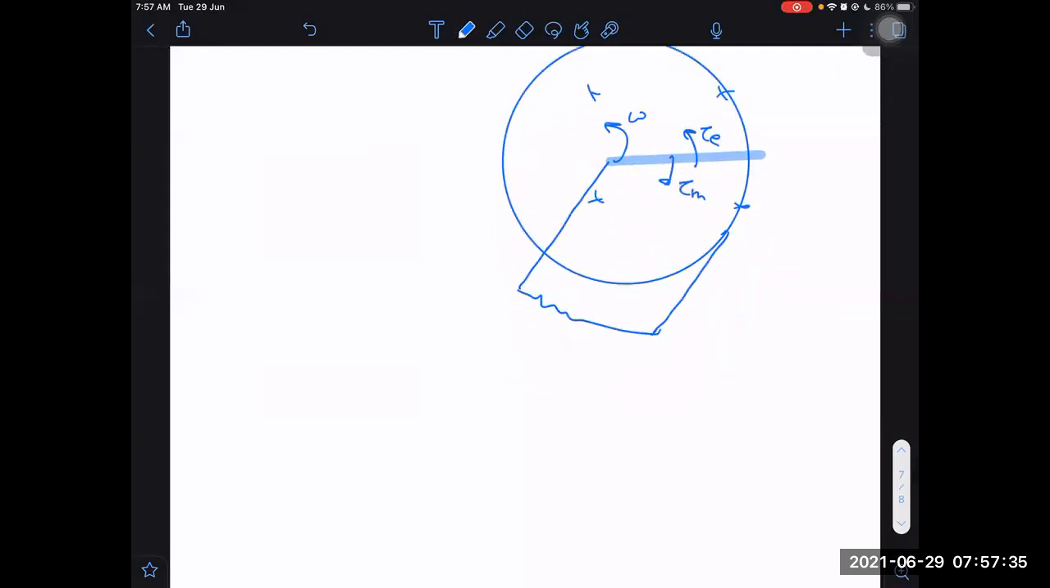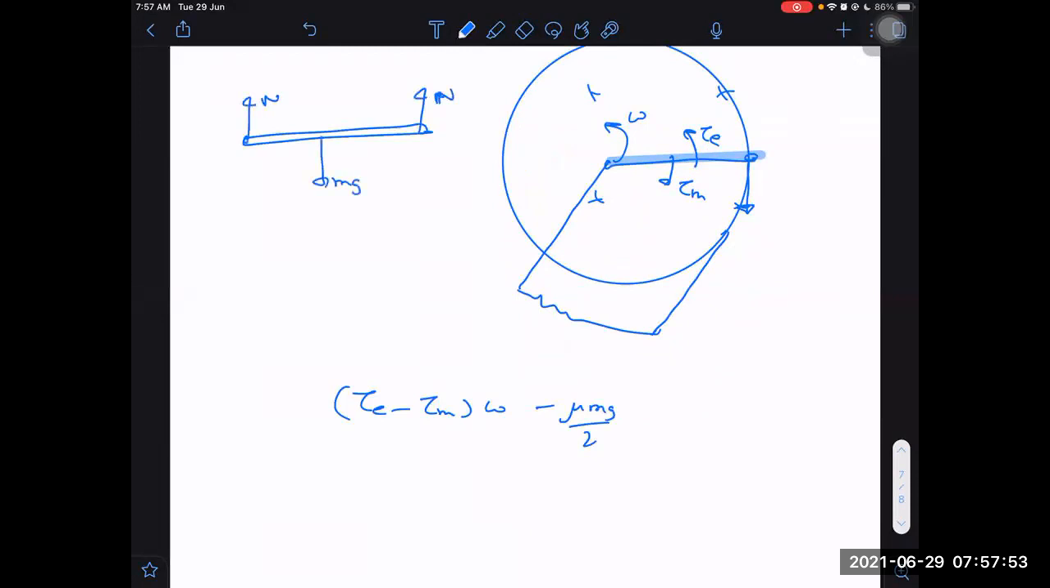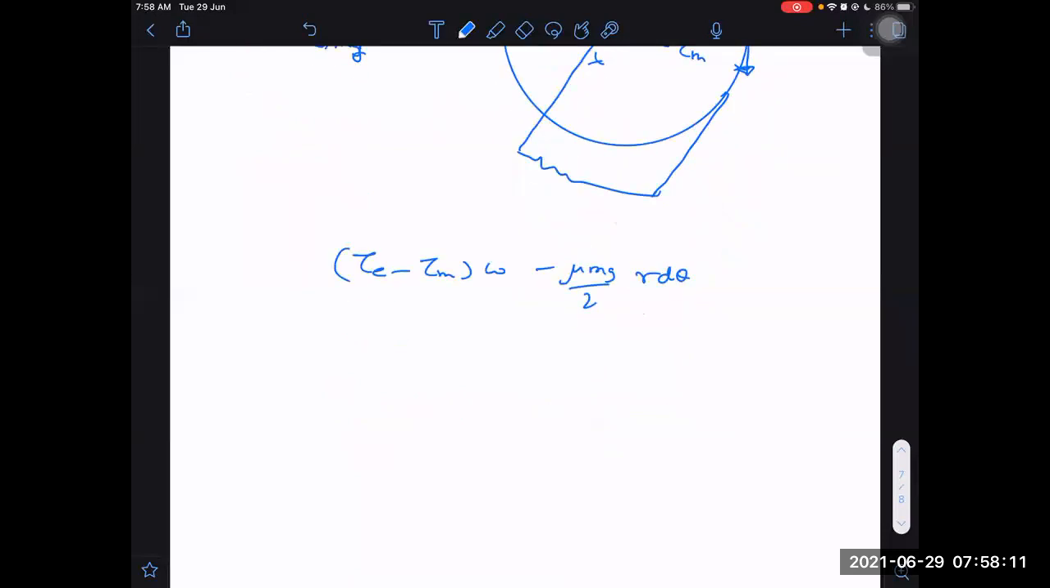tau E minus tau M into omega, and also frictional torque minus mu mg by 2, because you know why I'm taking mg by 2? Because of the example I gave you initially that if a normal is this side and normal is this side also, and mg is at the center, then both normals will be equal to mg by 2 each. Then mu mg by 2 into dl. If it is moving by dl, it will be into dl. dl is r d theta. That is the power, so it will be divided by t. That is equal to dK by dt.